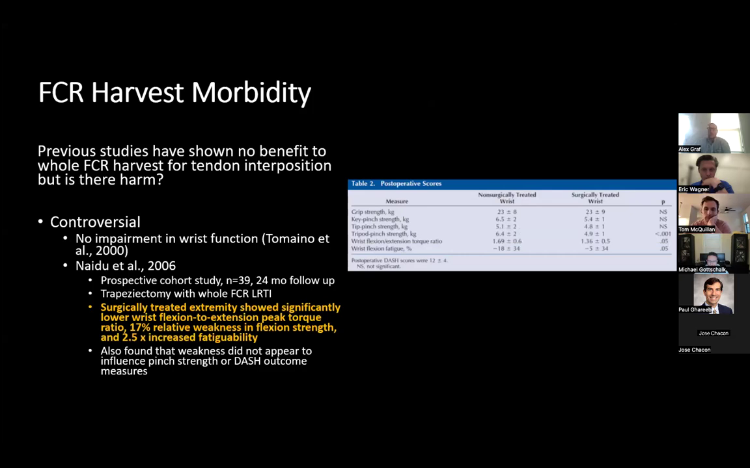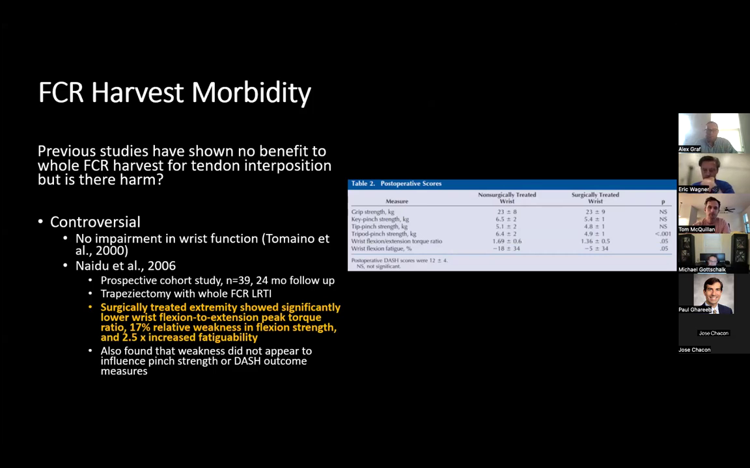What about FCR harvest morbidity? Everyone talks about the benefit of some of the newer technologies is not having to spend the time, not having to worry about FCR harvest morbidity. What is it actually? Well, if you look, other than local hematoma or nerve issues, there is a clinically insignificant loss of wrist flexion extension torque.